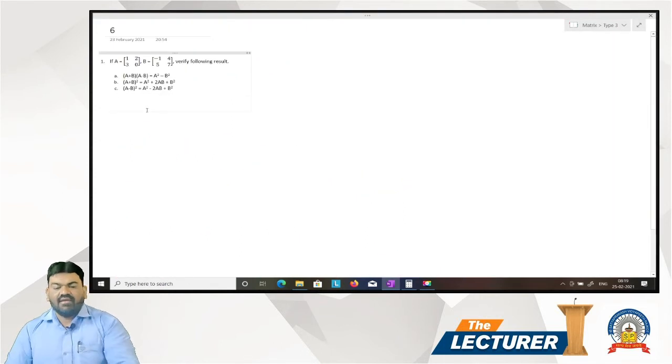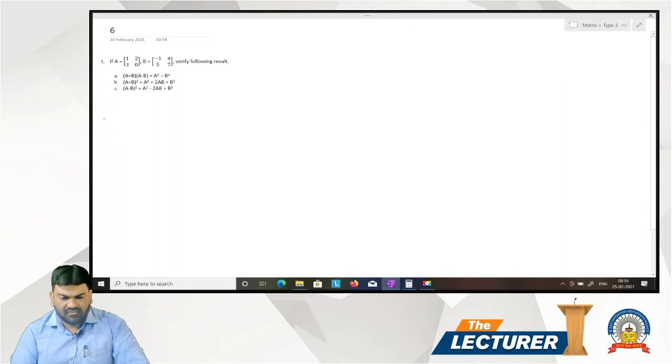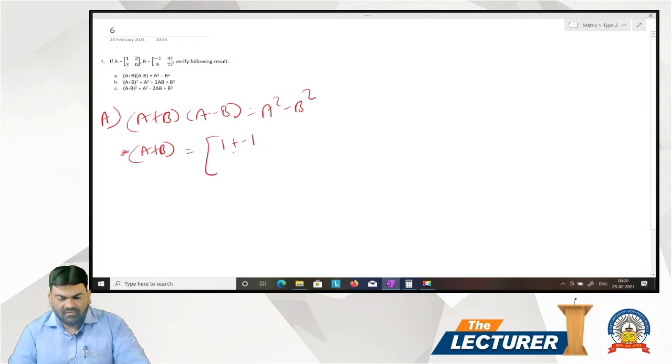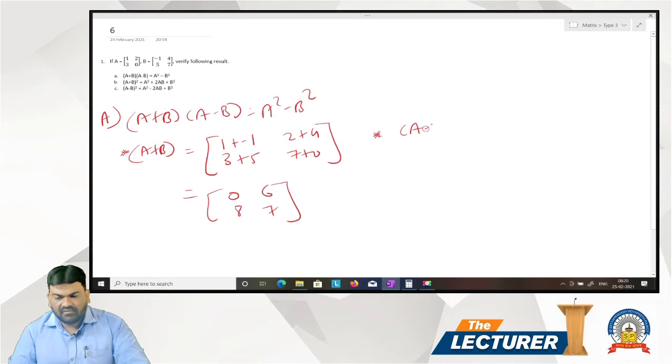Example number 6. If A is equal to 1 2 3 0 and B is equal to minus 1 4 5 7, verify the following result: A plus B times A minus B is equal to A square minus B square. First of all, we have to find A plus B: 1 plus minus 1, 2 plus 4, 3 plus 5, 0 plus 7, that is 0 6 8 7. Next, A minus B: 1 minus minus 1, 2 minus 4, 3 minus 5, 0 minus 7.